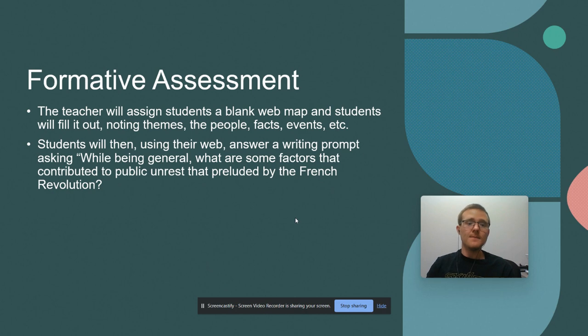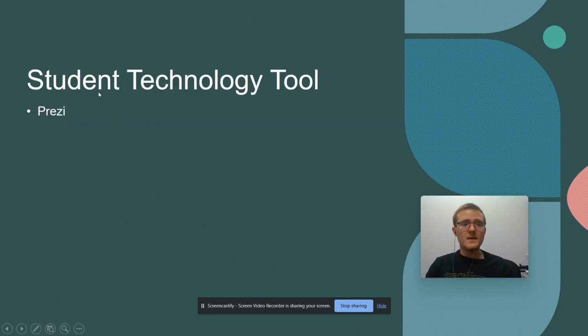And yeah. So one of the student technology tools that I would like to use is Prezi. And Prezi is a presentation tool similar to PowerPoint, but it's more designed for students, or at least younger audiences. It has a lot more visualization. It's easier to maneuver, and it's very efficient in what it does.